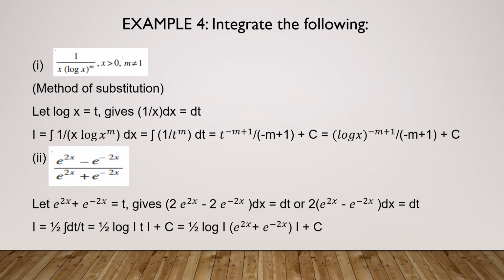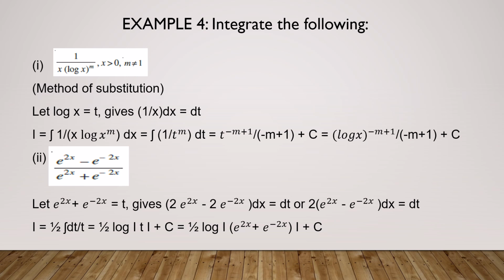So you will get the answer. Second example, e raised to 2x minus e raised to minus 2x upon e raised to 2x plus e raised to minus 2x. In this, substitute e raised to 2x plus e raised to minus 2x as t. That means your denominator as t.